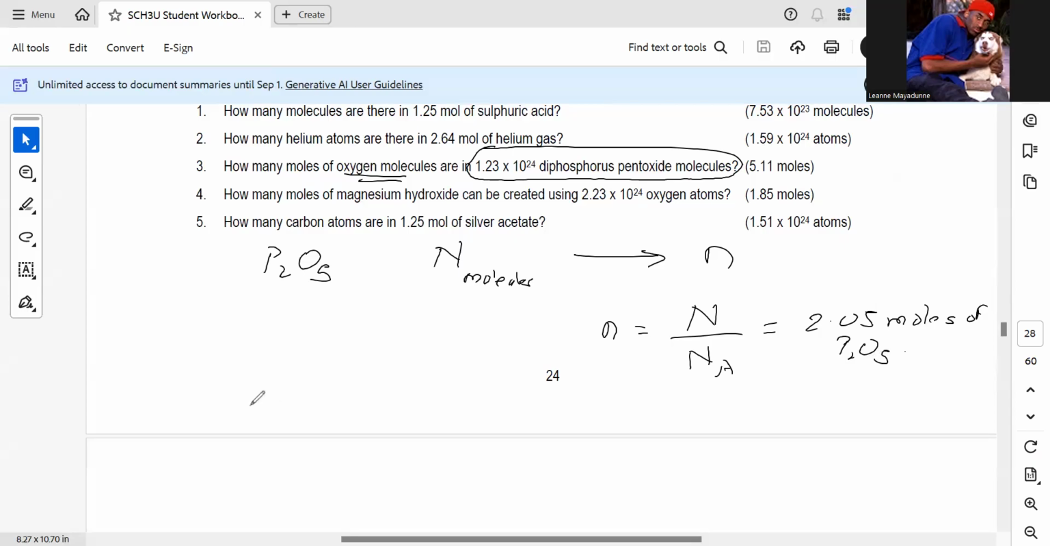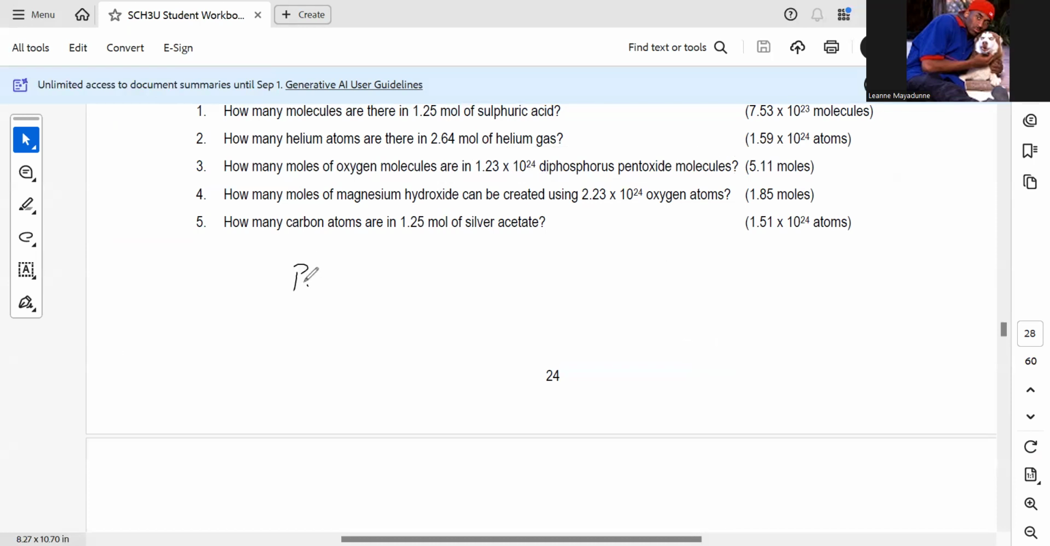Now we will find out the number of oxygen atoms. So that is 2 point, oh my bad. Molecules. I'm so sorry. I have the number of molecules here, right? N of P2O5 is 1.23 into 10 raised to 24. Correct? So I'll find out N of oxygen. That is 1.23 into 10 raised to 24 multiplied by 5. Correct? How much is that?